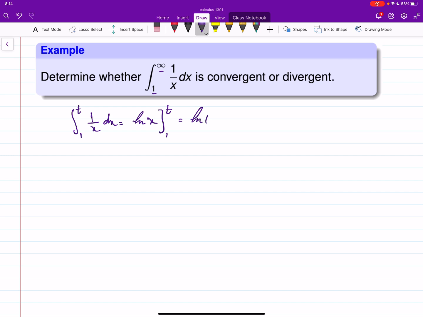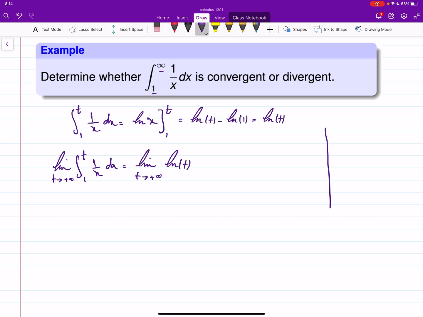This will give me ln t minus ln of 1, but ln 1 is 0, so the result is ln t. It's a function of t, but then we have to bring in the limit, so t now goes to plus infinity. In other words, we are trying to find the limit of ln t as t goes to plus infinity. Remember the graph of ln t. It is something like this, and as t goes to plus infinity, this goes to plus infinity as well. So this limit is plus infinity. And what does it mean? It means that the integral from 1 to infinity of 1 over x dx is divergent.